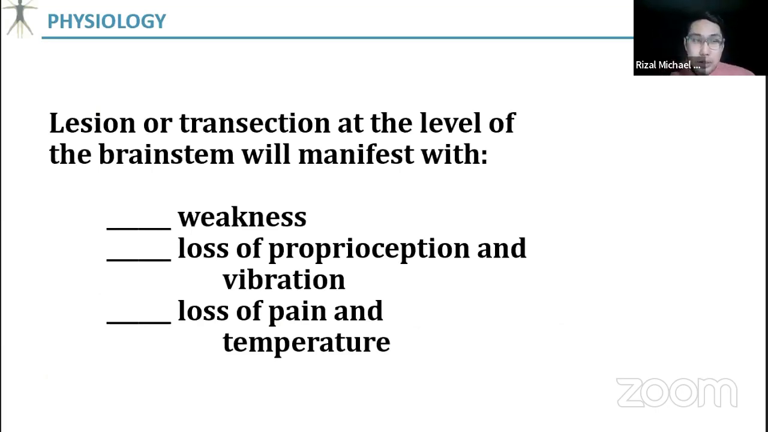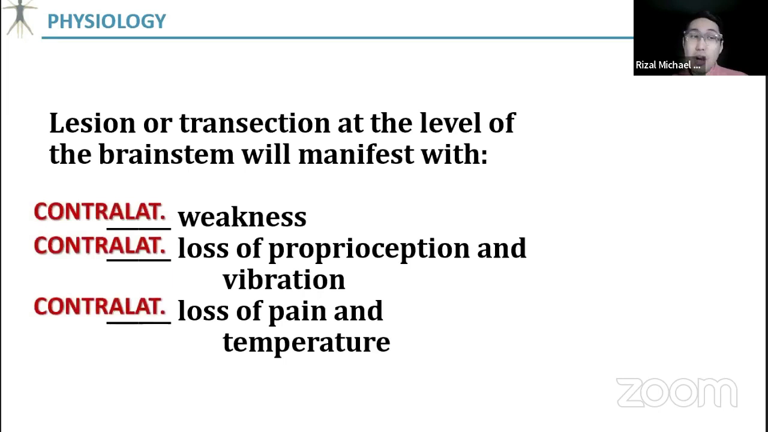Okay. Neuro. So lesion or transection at the level of the brainstem. So when you say brainstem, it's midbrain, pons, medulla, right? Brainstem is midbrain, pons, medulla. Ano daw yung manifestation? Ipsilateral or contralateral? So you will have, at the brainstem level, contralateral weakness, contralateral loss of proprioception and vibration, and then contralateral loss of pain and temperature.